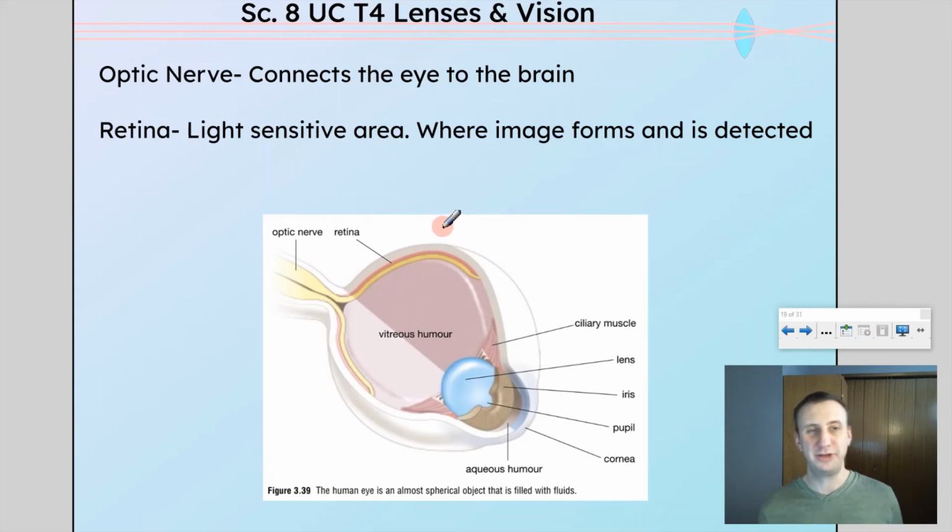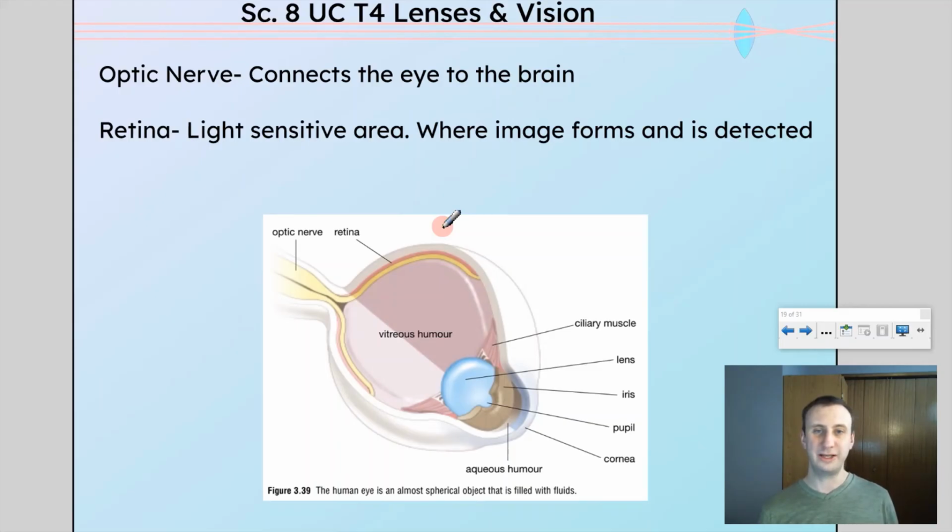Then we have the optic nerve. The optic nerve is connecting the eye to the brain. This is where the signals, all the neurons, are that connect the two things in order for you to actually have those electrical impulses from the retina travel to your brain. And then your brain takes those impulses, those signals, and changes them into an image, right? And that's you seeing.